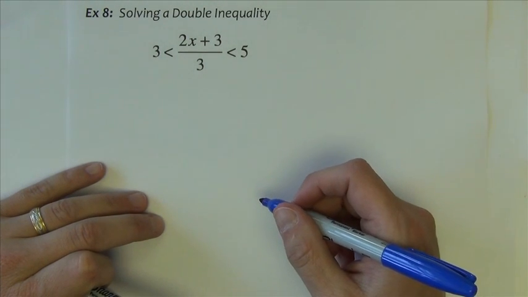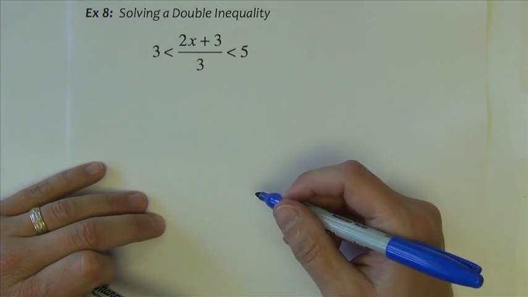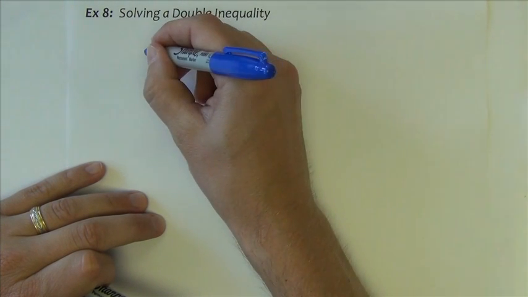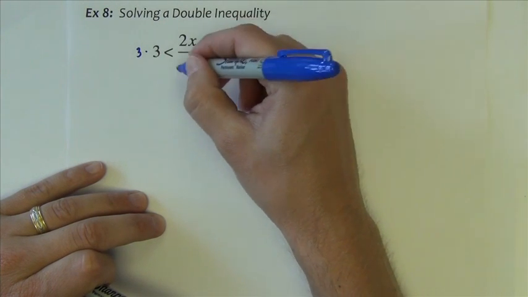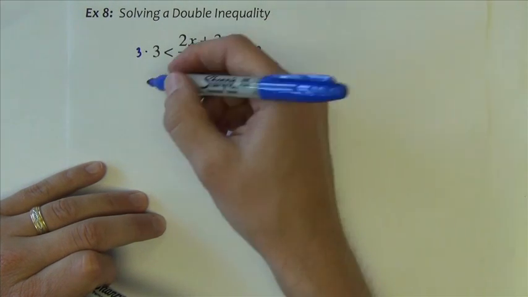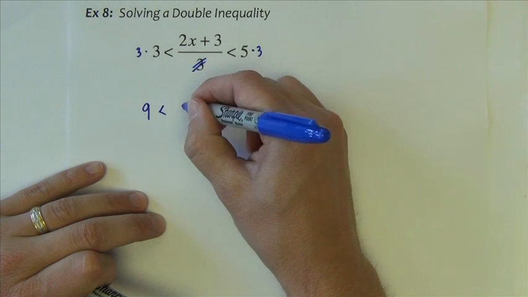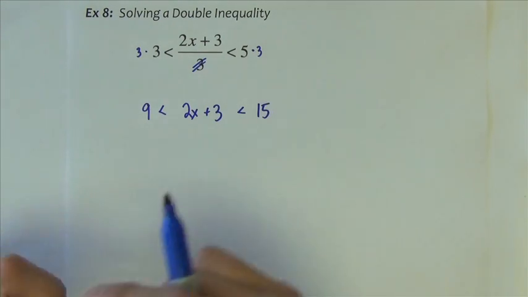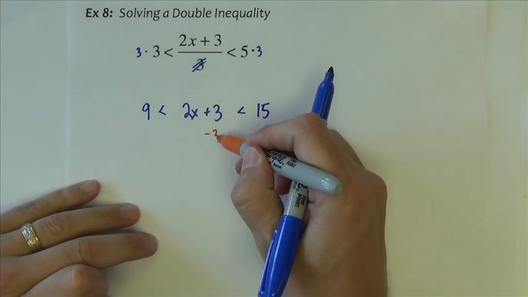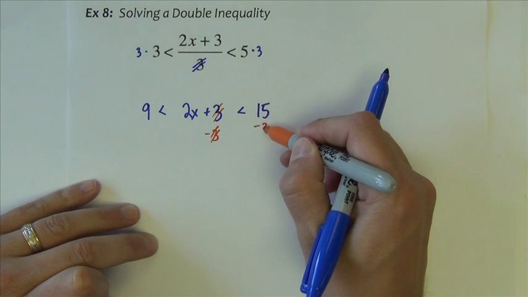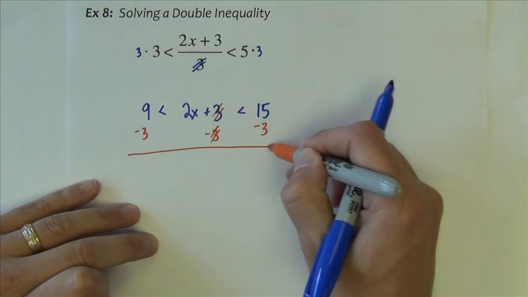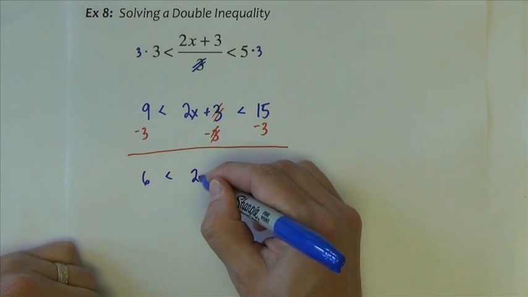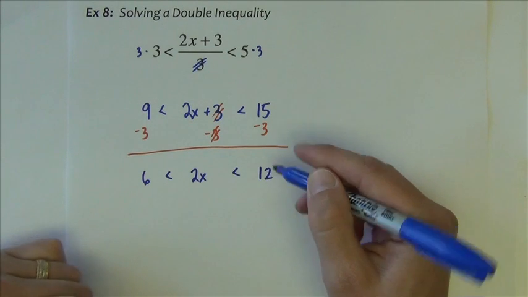The last problem in this section is another double inequality to solve. I begin this one by multiplying both sides by 3. I technically multiply the middle by 3, but that's what cancels that out. So I end up with 9 less than 2x plus 3 less than 15. I'm going to subtract 3 out of the middle and put it on both ends because I'm solving two problems at once. So I end up with 6 is less than 2x is less than 12.